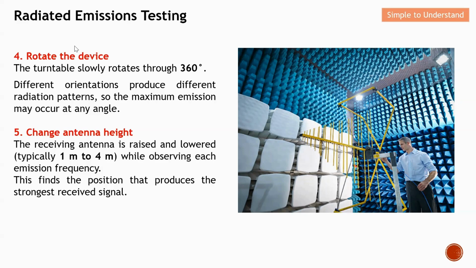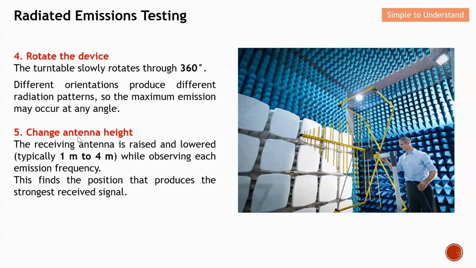Step 4, rotate the device. Why? Basically, different orientations may produce different radiation patterns. Therefore, we need to rotate so that the maximum emission can be picked up, because any angle can have the maximum emission. So in order to achieve this, the turntable needs to slowly rotate through 360 degrees.